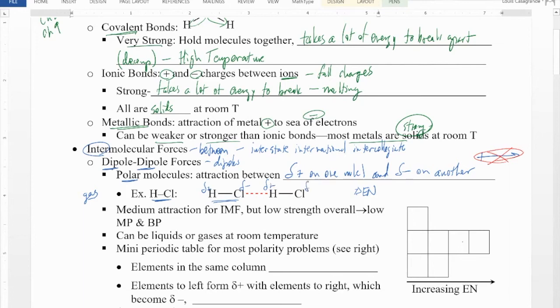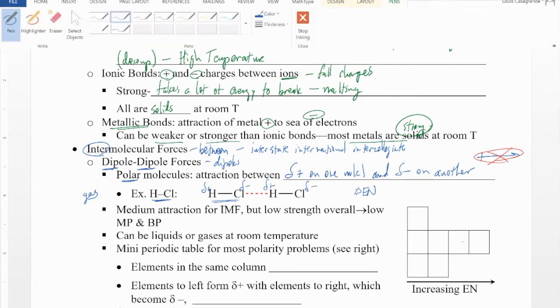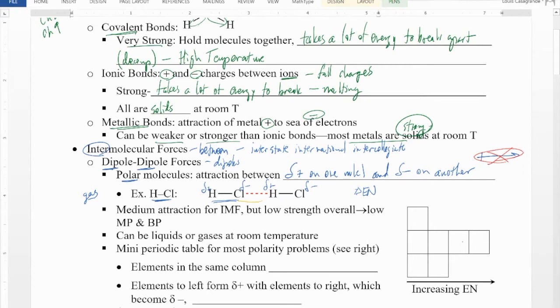Now, if we take one hydrogen chloride molecule and bring it next to another hydrogen chloride molecule with that same delta plus, delta minus, what you can see is that we now have a positive and a negative next to each other, and that red dashed line is what we're using to indicate the weaker IMF. The solid black line is the strong covalent bond, and this weak intermolecular force is the red dashed line. Now, for intermolecular forces, dipole-dipoles are medium strength attractions. They're in the middle of the game.